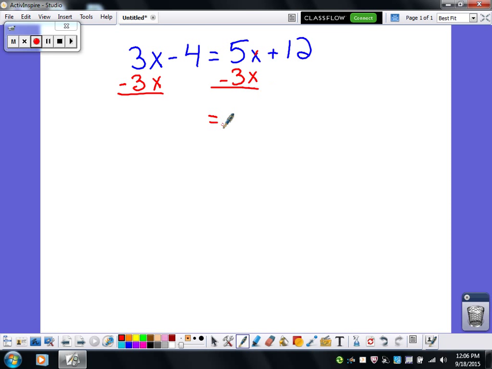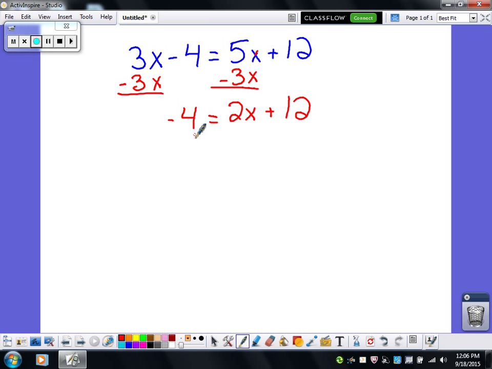And then I'm going to subtract 3x from this side as well. Watch this. Bring down the equal sign. Guys, what's 5x minus 3x? 2x. And then plus 12. And then on the left-hand side, guys, what's 3x minus 3x? 0. Do I have to write that here? No, because 0 minus 4 is the same thing as just negative 4.